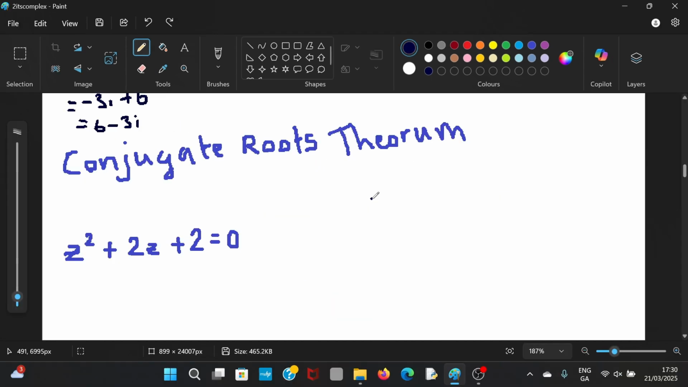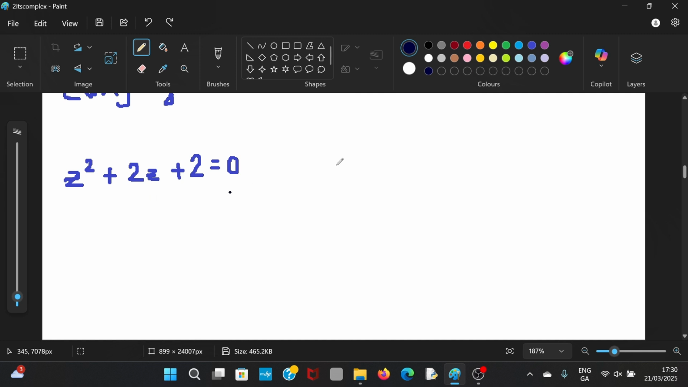The conjugate roots theorem says that if you have a polynomial and a root of that polynomial is a complex number, then the conjugate of that complex number will be another one of its roots. We can show this by solving this polynomial here.